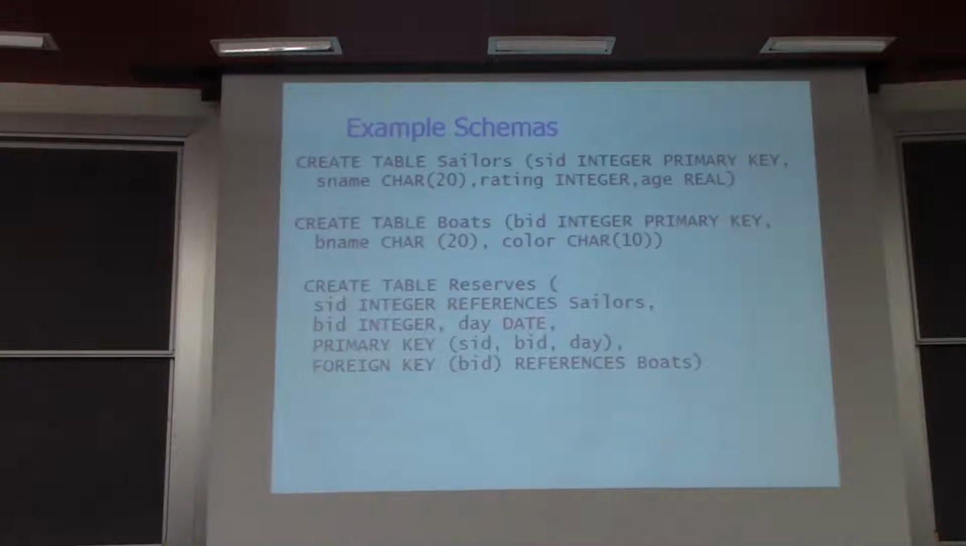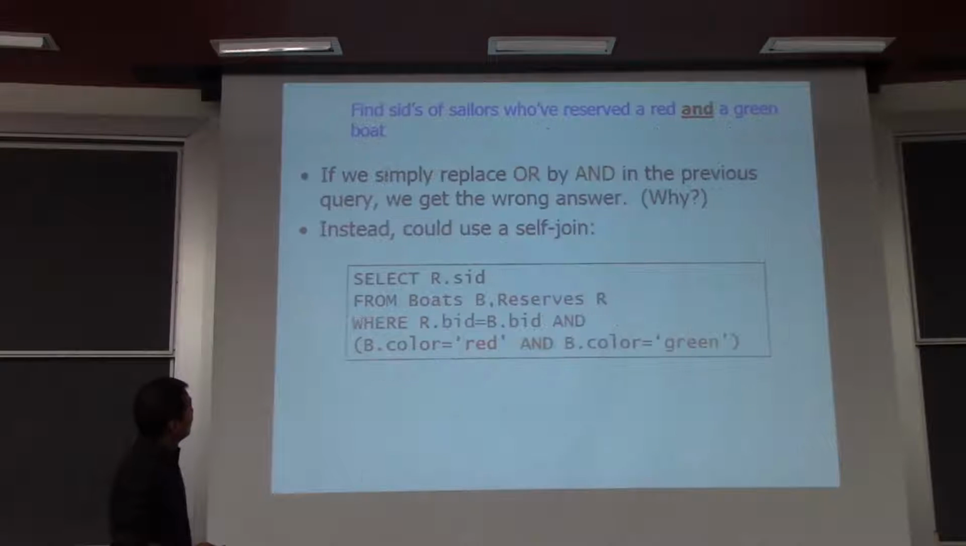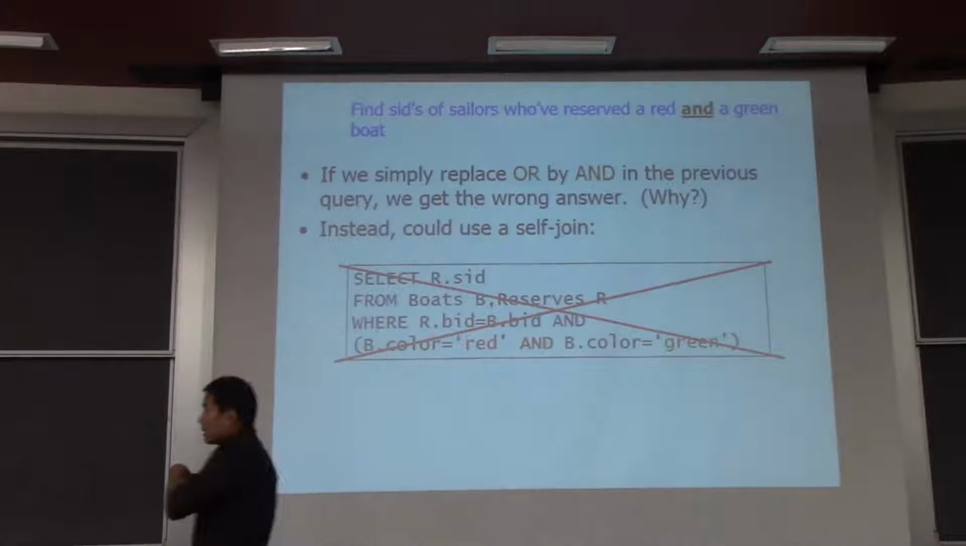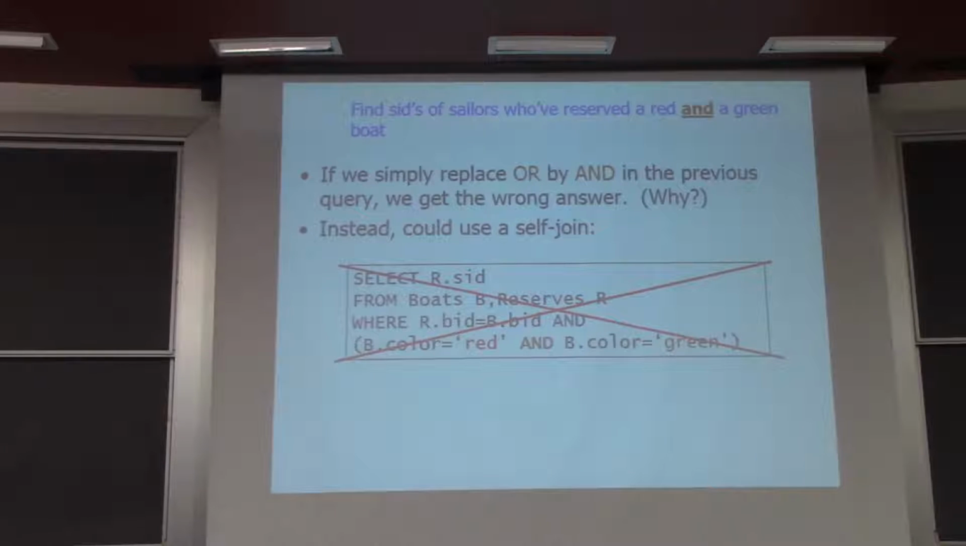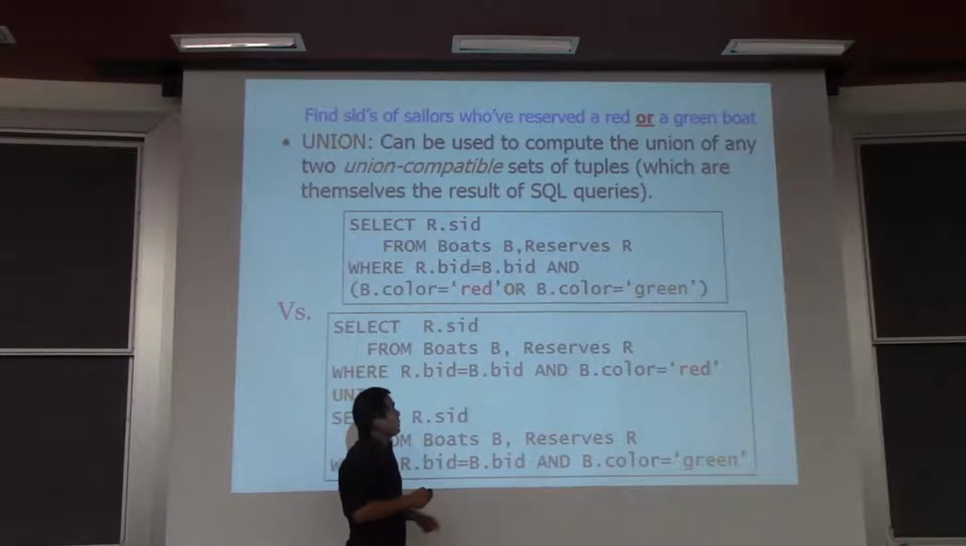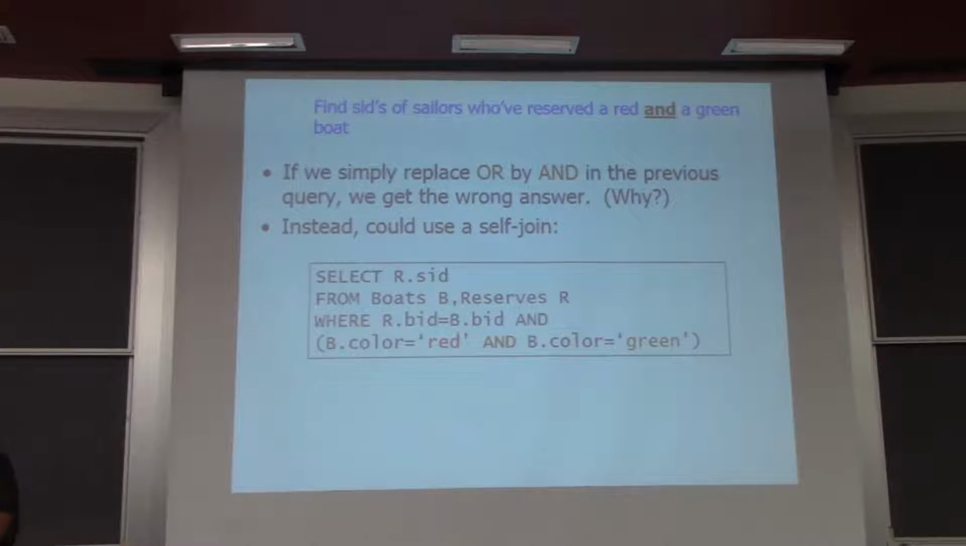So we talked about SQL, and we stopped, I believe, right here. We talked about this example: how do you find sailors who reserve both a red and a green boat? Simply changing this condition from OR to AND will not work, because there are no boats whose color is both red and green at the same time. So you will get an empty set in return.